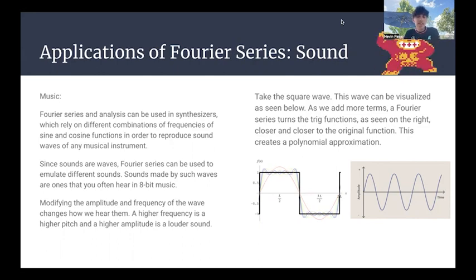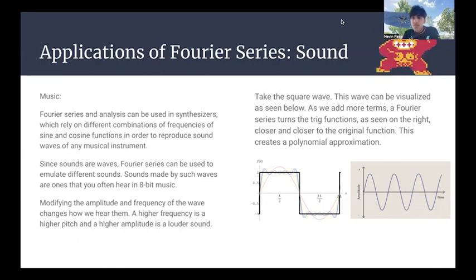So sounds are made by such waves that you often hear in 8-bit music, like in video games. Modifying the amplitude and frequency of the wave can change how we hear or perceive them. A higher frequency is a higher pitch, and a higher amplitude is a louder sound. Take the square wave, which is below on the left. This wave can be visualized right here.